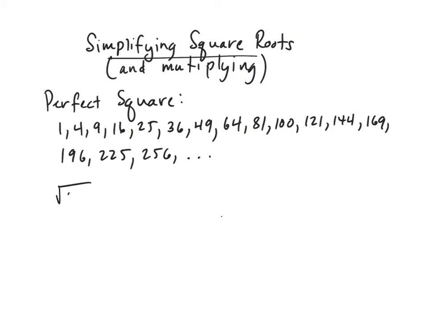The square root of 24. Find the largest number on this list that divides evenly into 24. And that would be 4. I can rewrite 24 as 4 times 6. I can take the square root of 4. The square root of 4 is 2. 2 root 6 then is my answer. And 6 has no perfect squares in it. It's 2 times 3. Both of those are prime numbers.